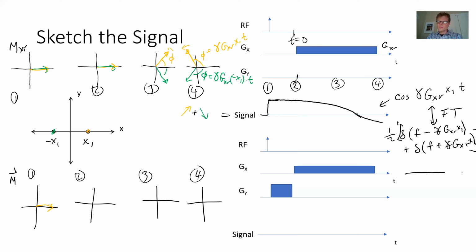So what we're going to get when we take the Fourier transform of the signal is basically our nice point object at plus and minus these values. So this is actually what we should get when we take the Fourier transform of our signal. We should get back our original object. In this case, we do.